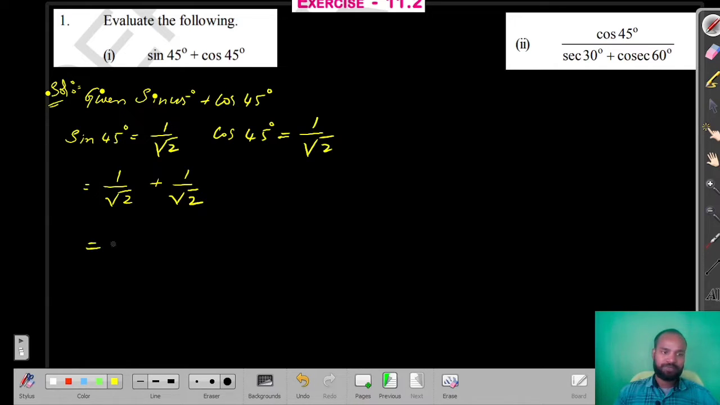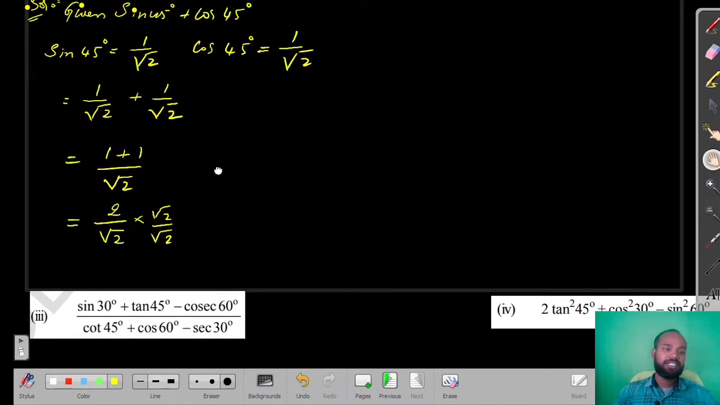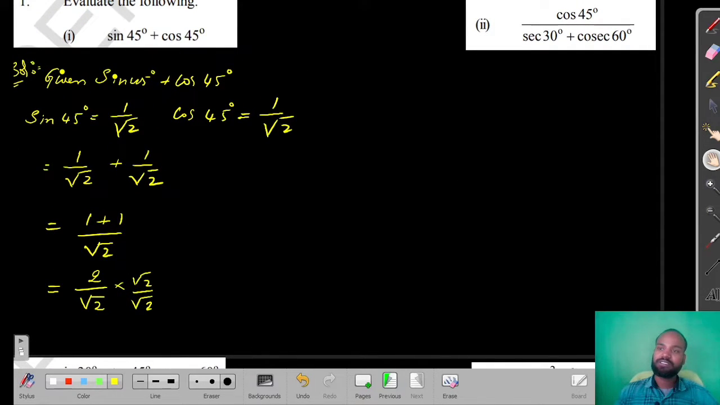Here the denominator is the same, so what do we do here? 1 plus 1 by root 2, and 1 plus 1 is nothing but 2 by root 2. If you multiply root 2 with the numerator and denominator, what do you get? You get 2 root 2 by 2. Yes or no? So 2 will cancel. Your final answer for this question is root 2.